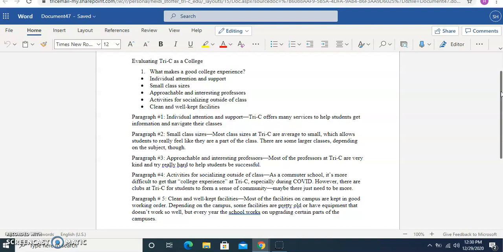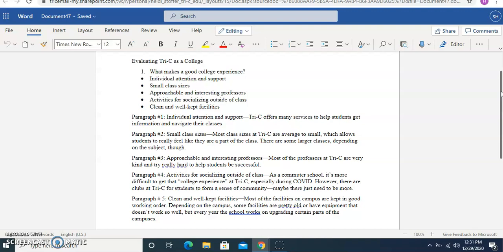So in paragraph 1, I talk about this expectation of individual attention and support. And just like a one-sentence summary is that Tri-C offers a lot of services to help students get information and navigate their classes. So as far as that expectation, Tri-C does a good job of that. As far as small class sizes, I might talk about that in paragraph 2 and why that's important to me, and then talk about how Tri-C fits with that expectation.